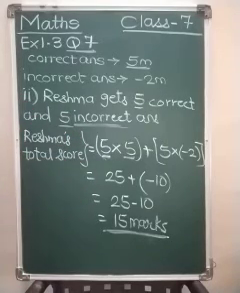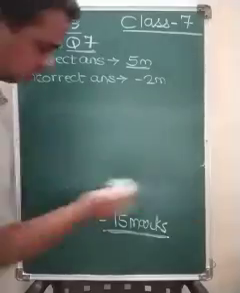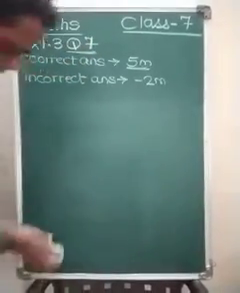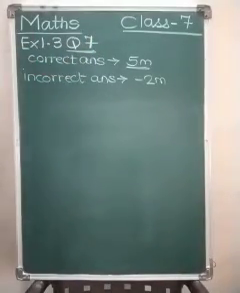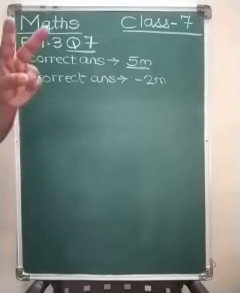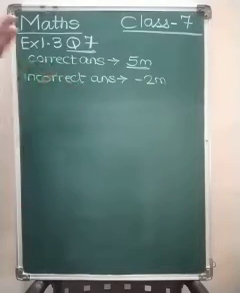Now we'll move towards the third part. Okay, so third part. There is another student. I'll read it for you. Hina gets 2 correct and 5 incorrect answers out of 7 questions she attempts. What is her score? So total questions attempted by Hina are only 7. Out of that, she gets 2 correct answers, 5 incorrect answers, and 3 questions she has not attempted.